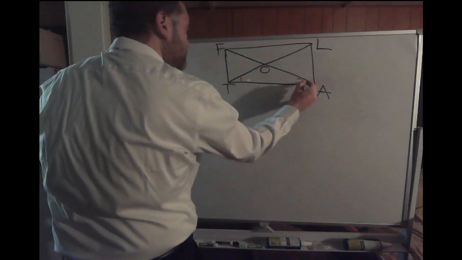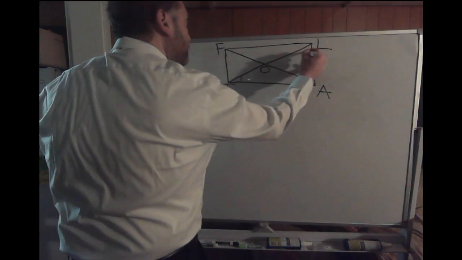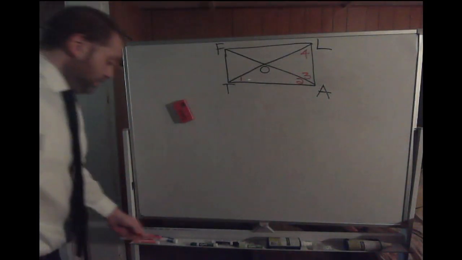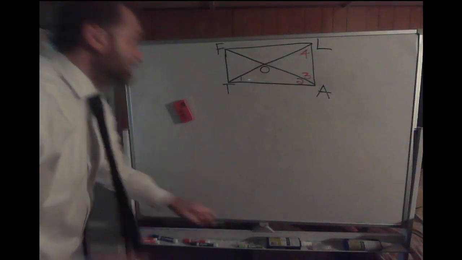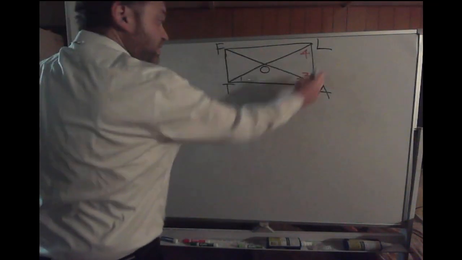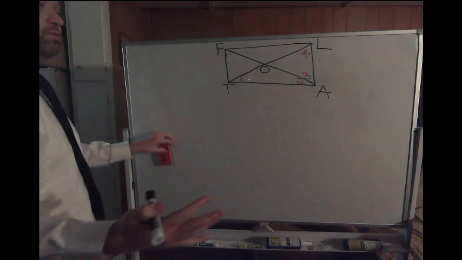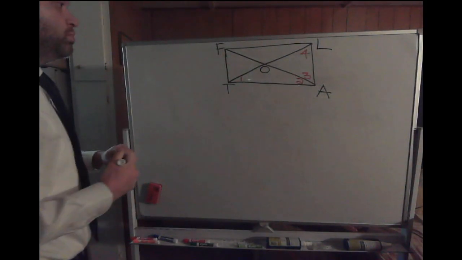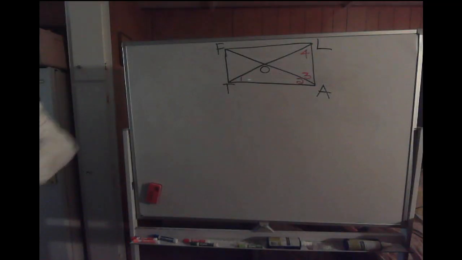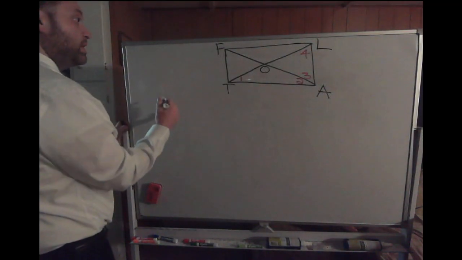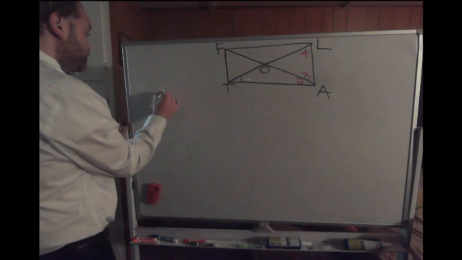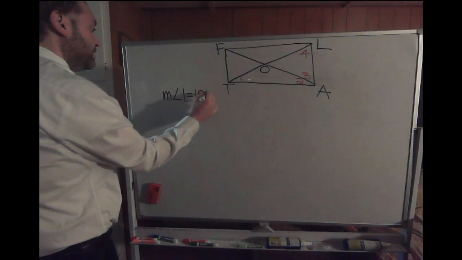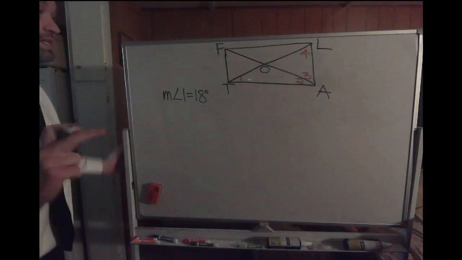Angles 1, 2, 3, and 4. Okay. So it is asserted that quadrilateral FLAT is a rectangle. This is a rectangle. So we're going to do a few exercises here where they give us that the measure of angle 1 equals 18 degrees, right? The measure of angle 1 is 18 degrees.